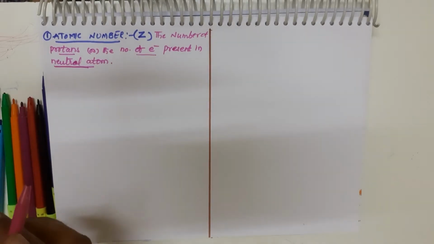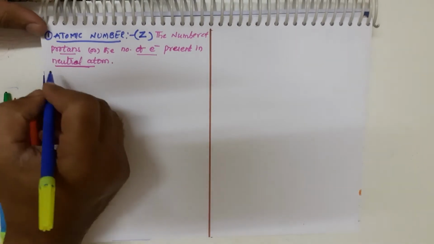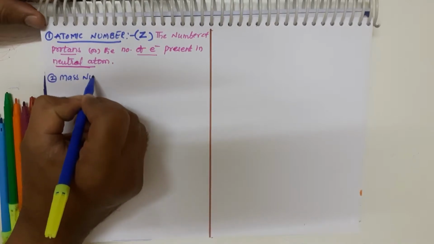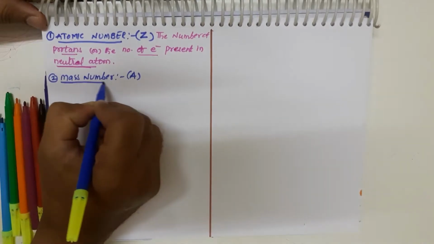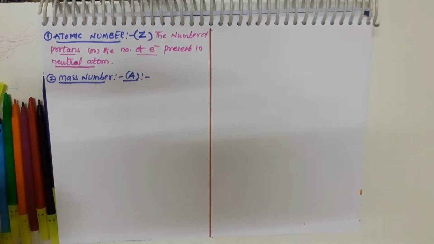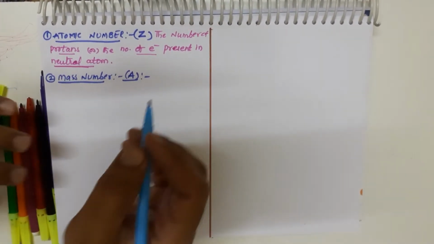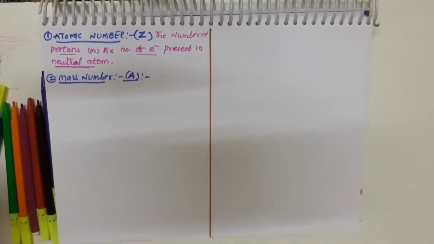Okay students, next one, mass number. Second definition, mass number. It is denoted as capital A. What is mass number? The mass number is the total number of protons as well as neutrons present in the nucleus only, not the number of electrons. Electrons have zero mass. We already learned this in first class.